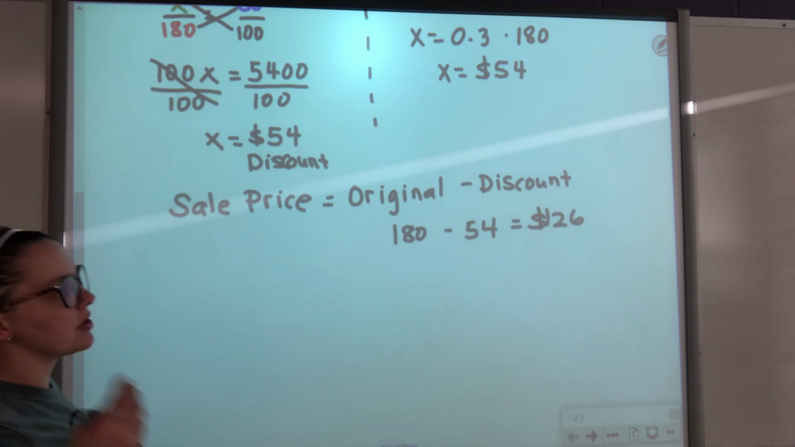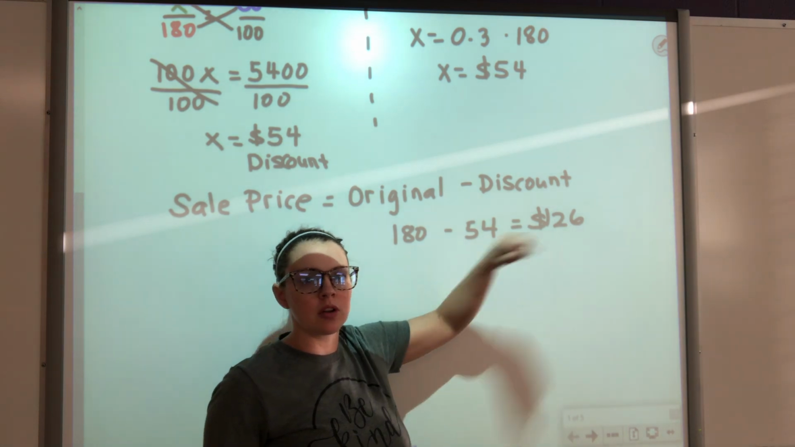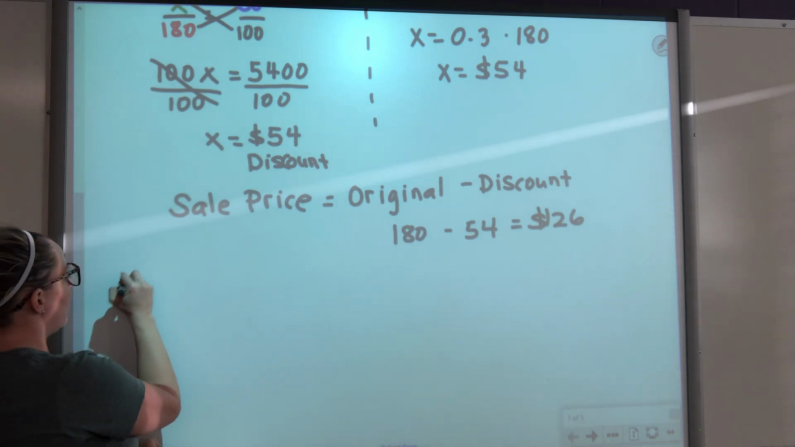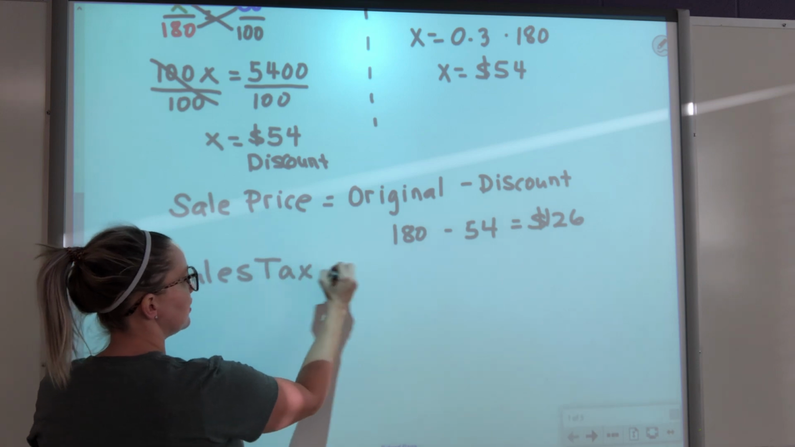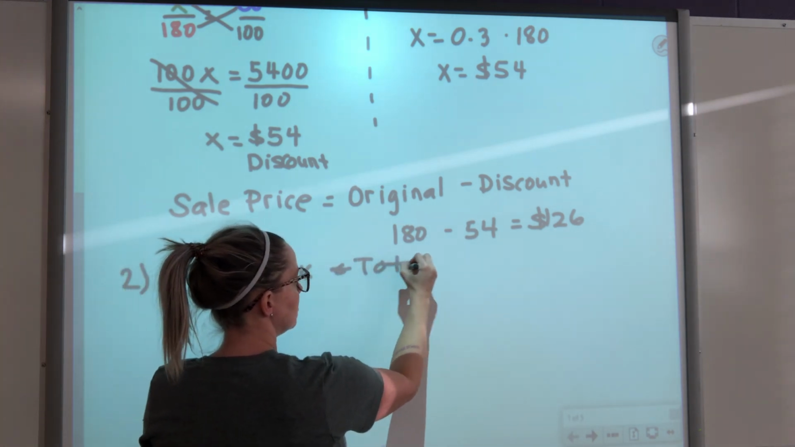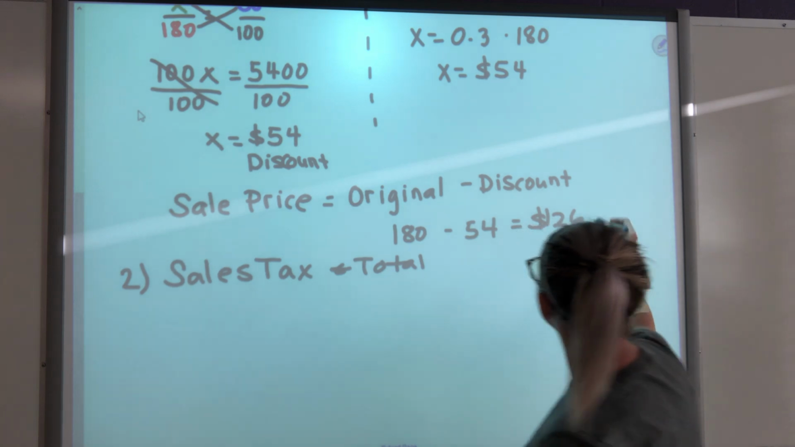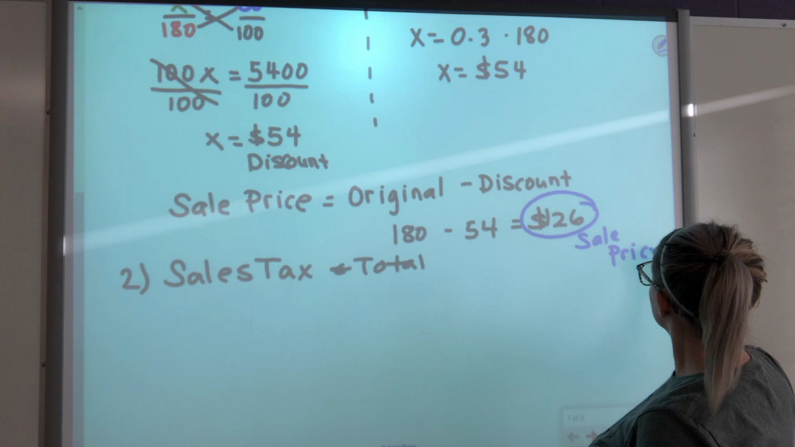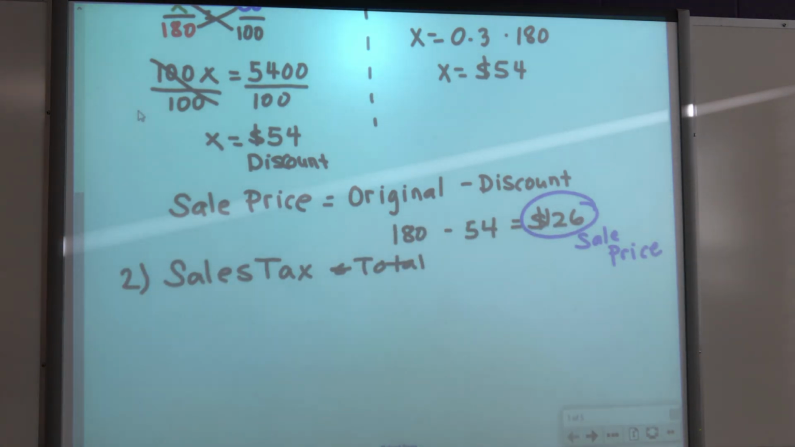So that tells us when the snowboard is 30% off, we're actually paying $126 for the snowboard. But because this was a two-part question, now for part two, we need to find the sales tax and the total. So again, we have to continue on. We found our sale price. Now we have to find the tax and the total that we're going to pay for the item.